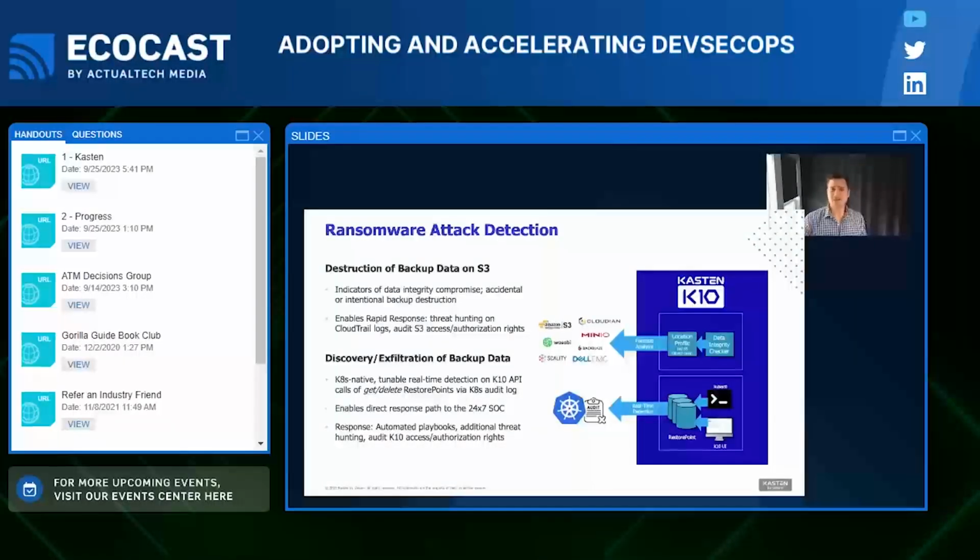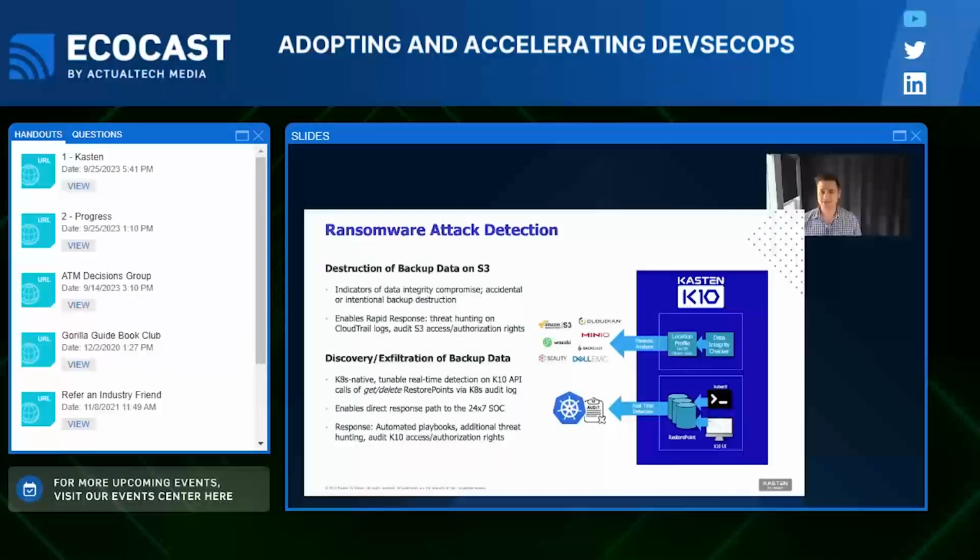So ransomware attack detection, again, because we are Kubernetes native, we can integrate with Kubernetes native applications and monitoring tools. We can automatically detect when there is a ransomware attack and respond appropriately, right? So we can have rapid response, because we are programmatically accessible and have full APIs and are Kubernetes native, you can actually trigger actions based on detections, right?